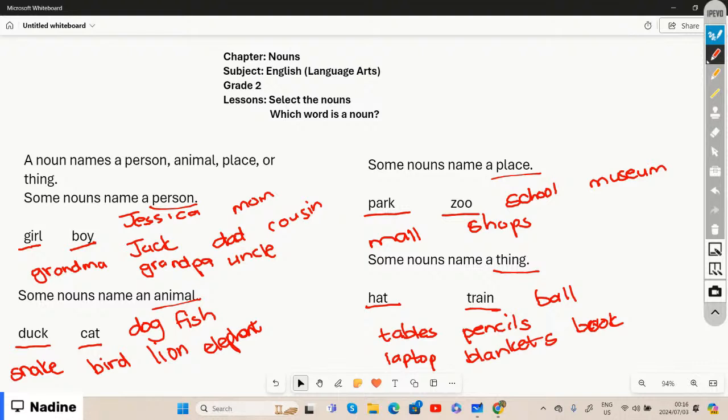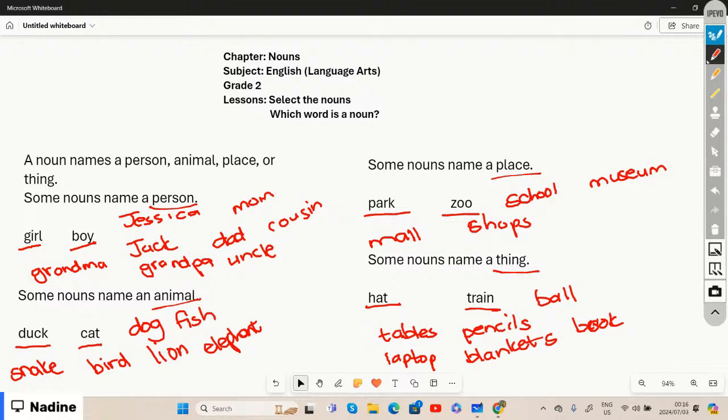And then some of our nouns names places can be park, the zoo, the museum, schools, shops, the mall. And then some of our nouns names things like hat and train and ball and tables and pens and so on. Right?